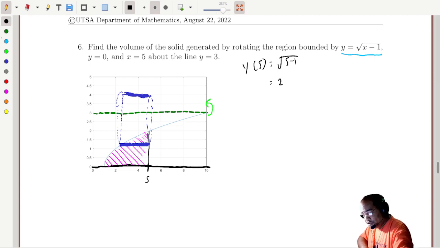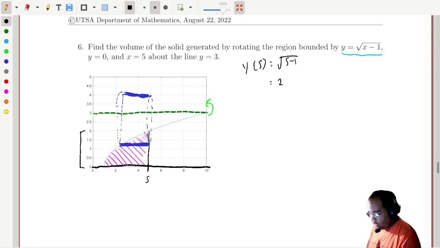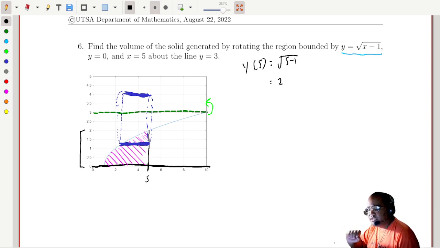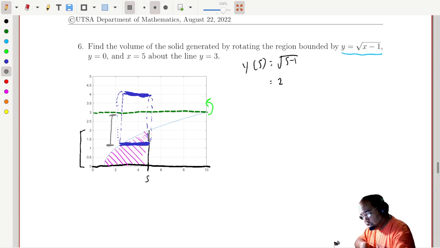So the region of integration here is from 0 to 2 in the y direction. We got that taken care of. Now, let's think about shell radius and shell height. Again, we'll draw everything here.